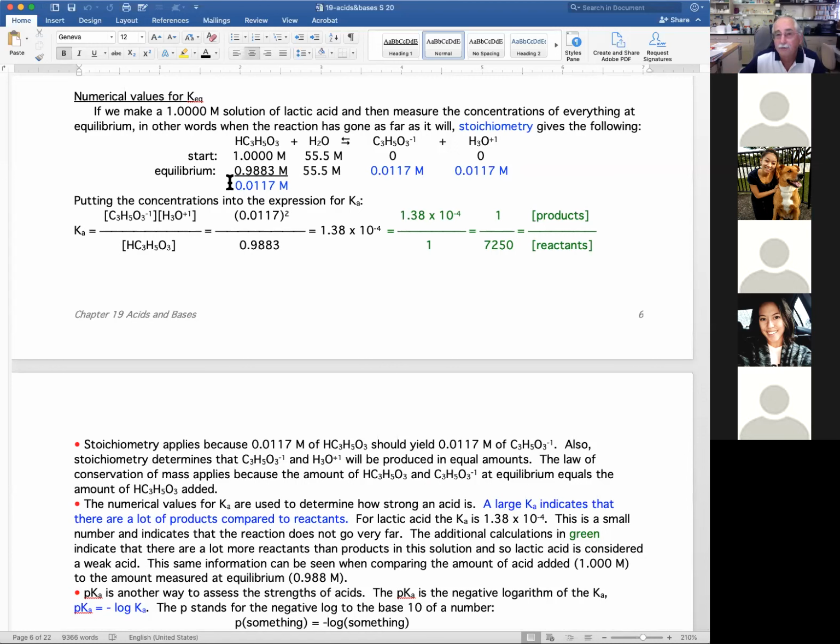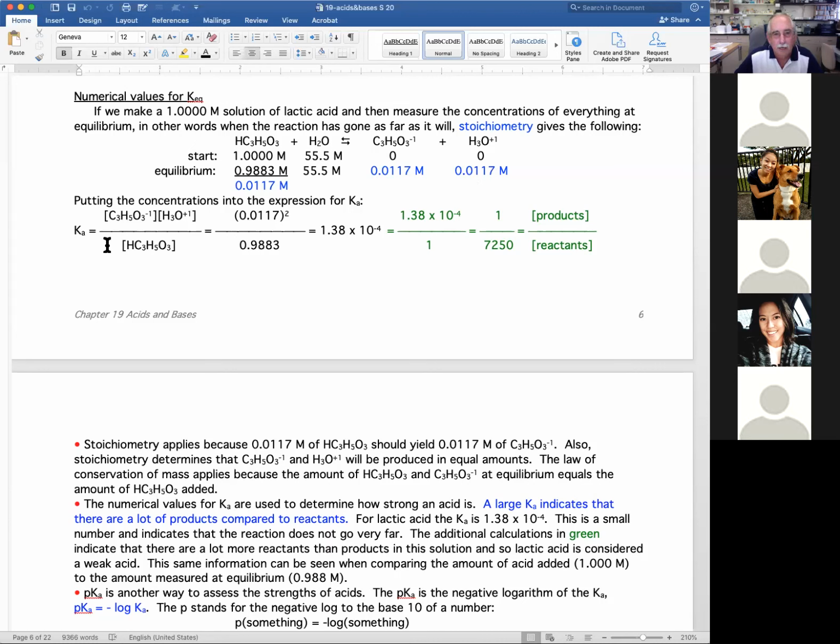Well, stoichiometry tells you what happens. One of these makes one of those. 0.0117 of those makes 0.0117 of those. Every time I make one of those, I also make one of those. So these concentrations are the same. So now I have all the values at equilibrium.